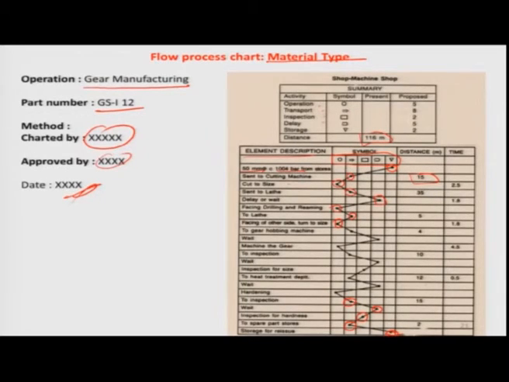Here distance and time are counted parallelly. Okay. So, this is more elaborate, and provides more detailed information as compared to the outline process chart and two-handed chart.